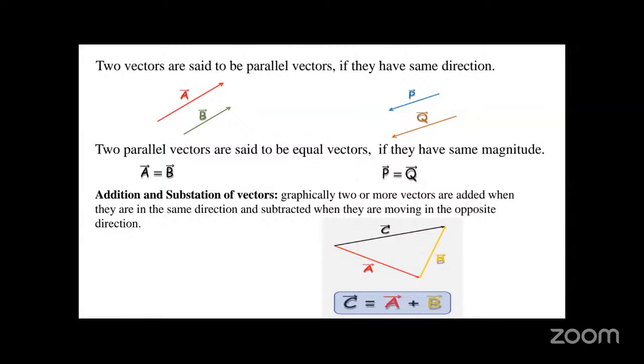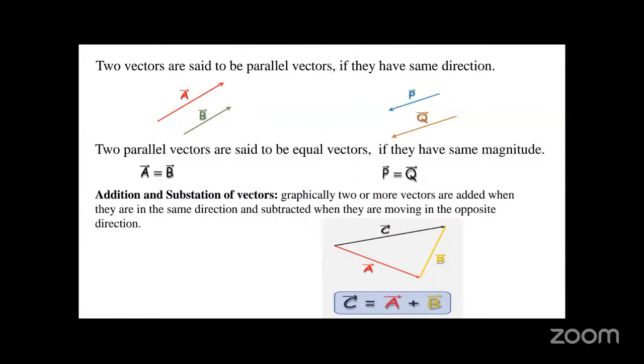So two parallel vectors are said to be equal vectors if they have the same magnitude. So vector A is equal to vector B if they have the same magnitude. Vector P is equal to vector C if they have the same magnitude. And like I said before, when two vectors are moving in the same direction, their magnitude is gotten by addition. And if they are moving in opposite direction, their magnitude is gotten by subtraction.